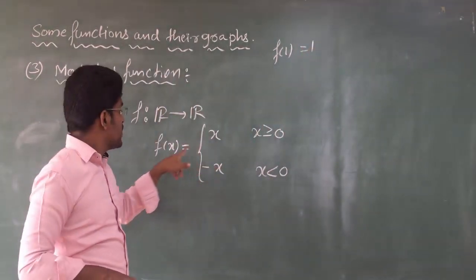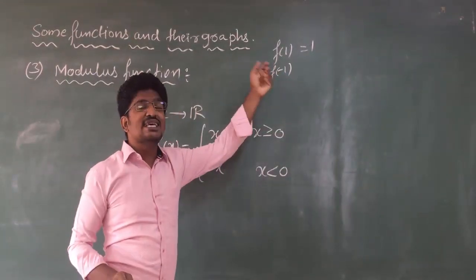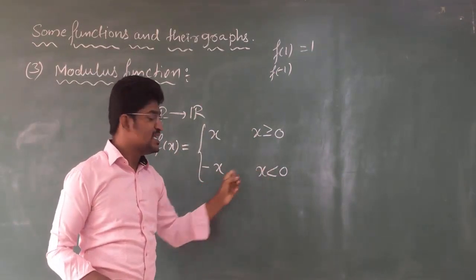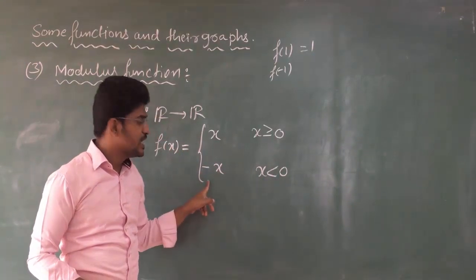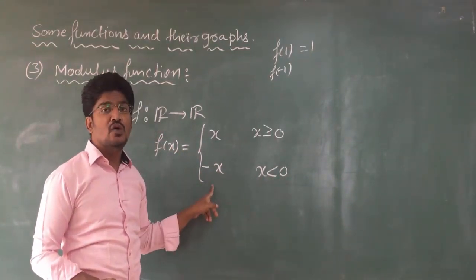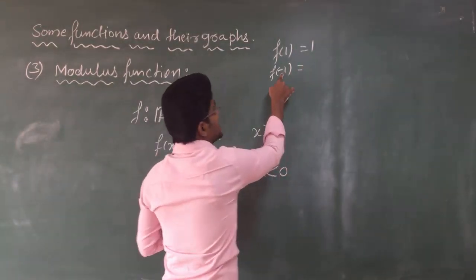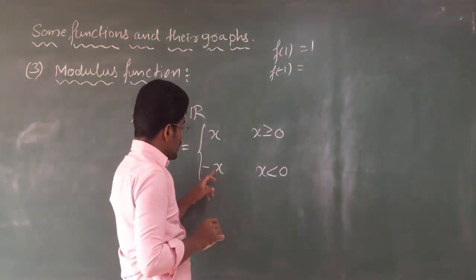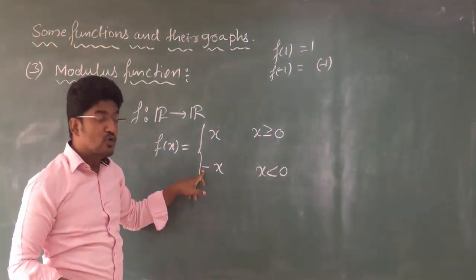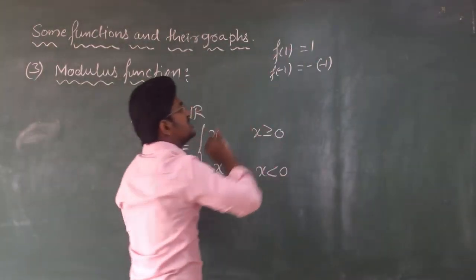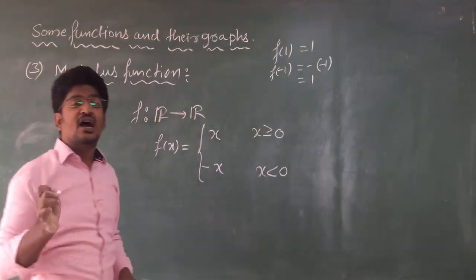Clear? So now if I take f of minus 1, see, minus 1 is lesser than 0. I go for this particular branch which is lesser than 0. What is your output? Minus of x. That means what is the x term? Minus 1. So in the value of x, you write minus 1, with the outside minus as it is. So the output will be, if you calculate this, again 1.